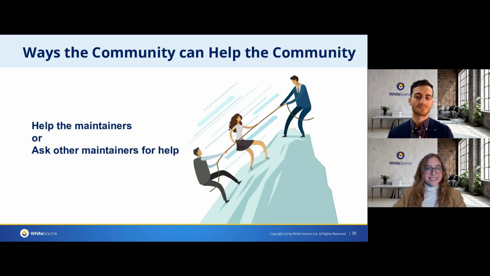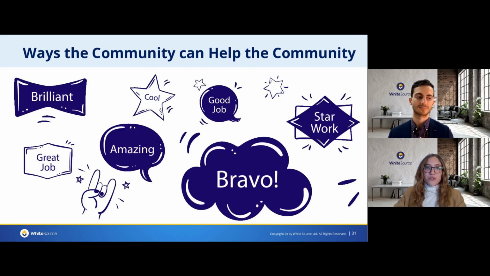The last and the most precious one is appreciation. Find your way to appreciate the effort of the maintainers who worked on fixing the vulnerability and invested their time and effort to share their findings with the community. Show your appreciation in any way that you can.